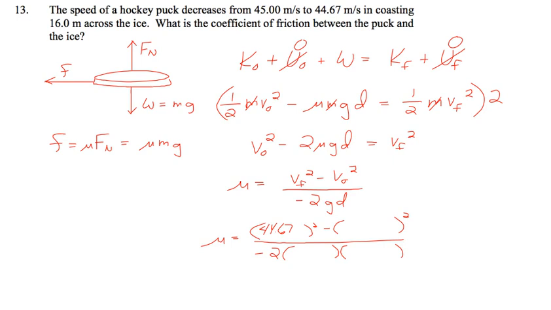So 44.6 meters per second. The other velocity is 45 meters per second. So right there you can see the numerator is going to be a negative number, so that's another reason why we have a negative here, because that number is smaller than that, so the whole top is going to be negative. And we're going to divide that by 9.8 meters per second squared, and the d is 16 meters.